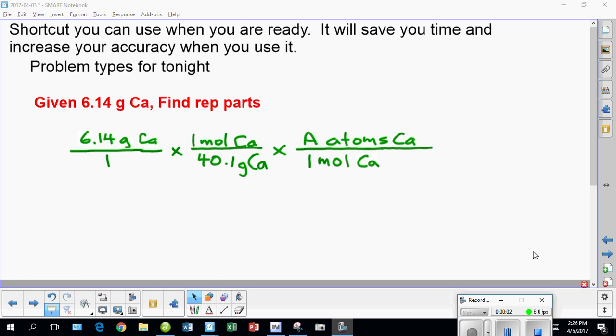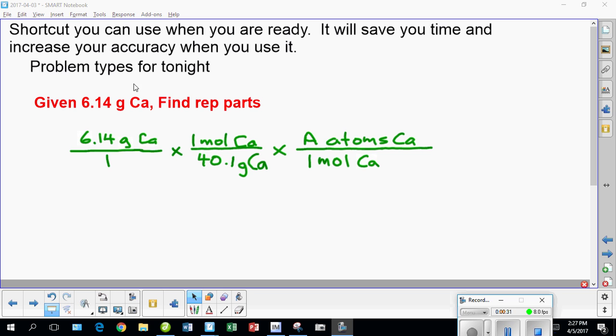Okay, what we're doing today is learning a shortcut to do the problems that require us to go from grams to representative particles, or from representative particles to grams. They work exactly the same. They're just coming at it from a different direction.